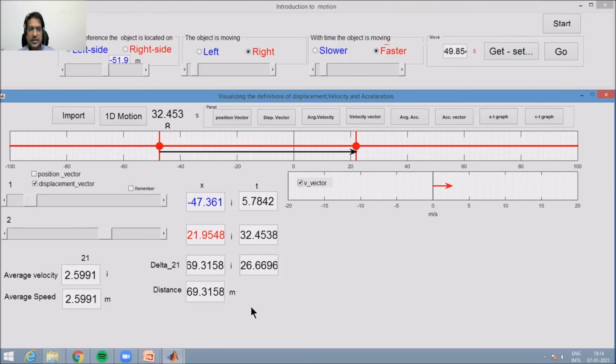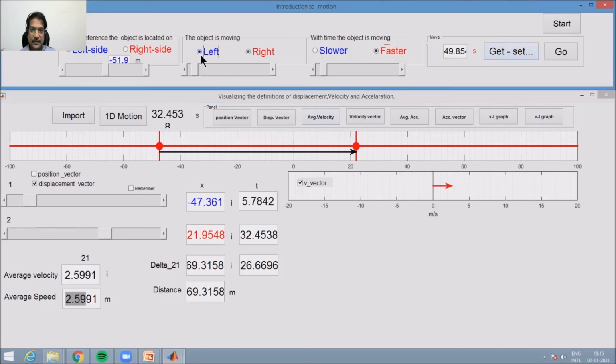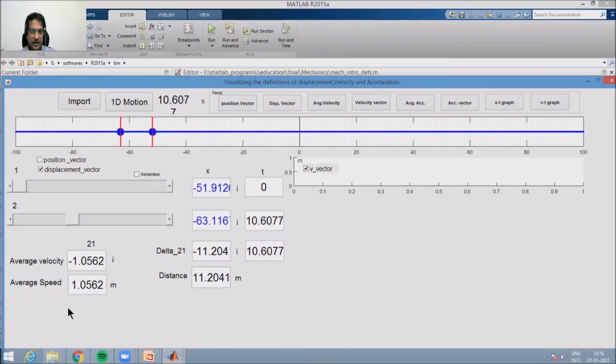Let us look at the average speed. Now the average velocity is 2.59 meter per second. Average speed also is 2.59 meter per second. So for an object moving towards right, both will be same. Let us look at for object moving towards the left. For an object moving towards left, the average velocity would be something like this, minus 1.05 meter per second. However, the average speed will always be positive, 1.05.